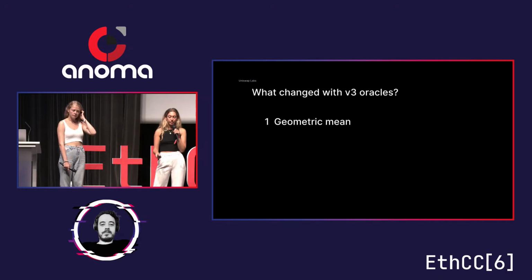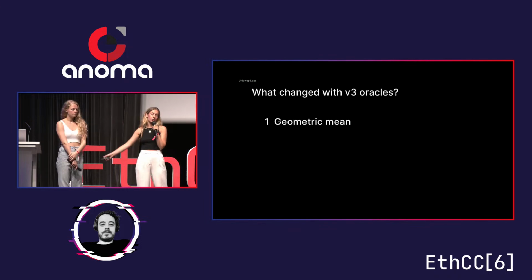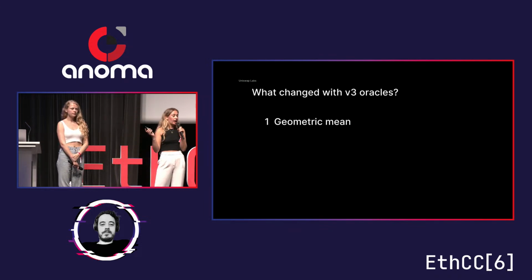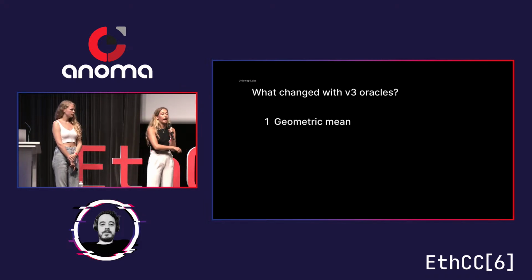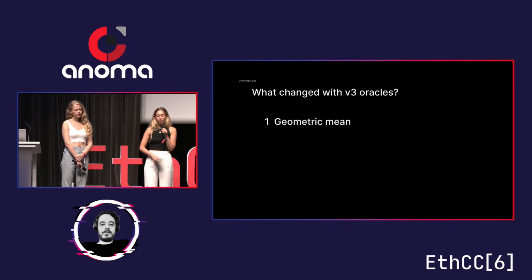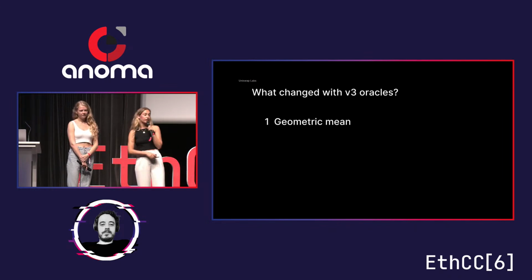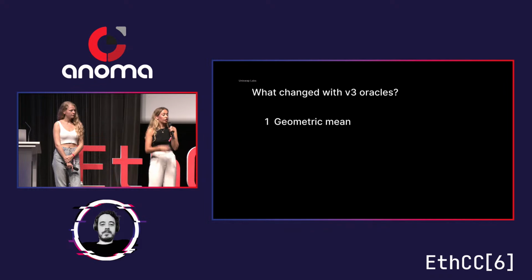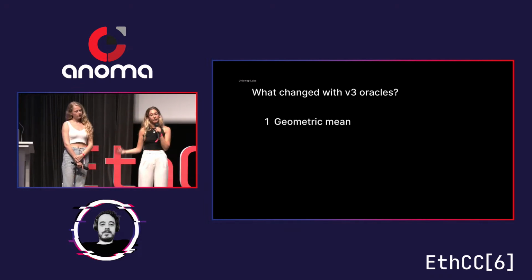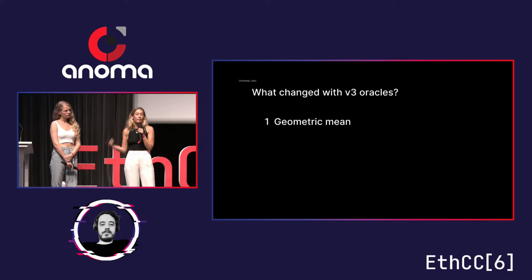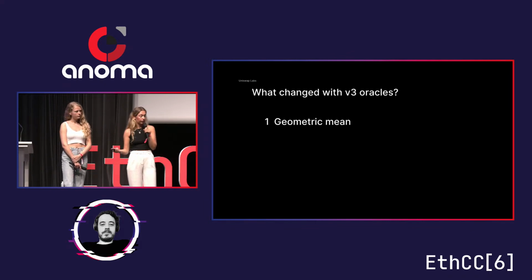So let's start with the Oracle. What changed with V3 Oracles? First is that it is a geometric mean oracle. In V2, you saw an arithmetic mean oracle. I won't get into the details here. Basically, the point is that there are lots of different kinds of oracles. Different projects might have different opinions about what the best on-chain oracle is, and V3 enshrined this geomean oracle.